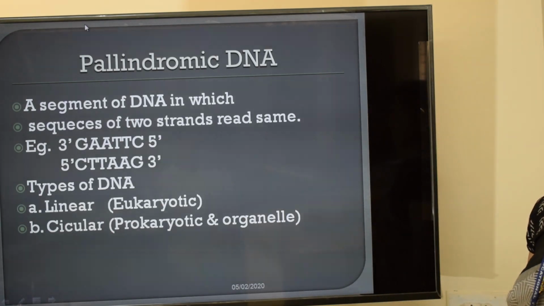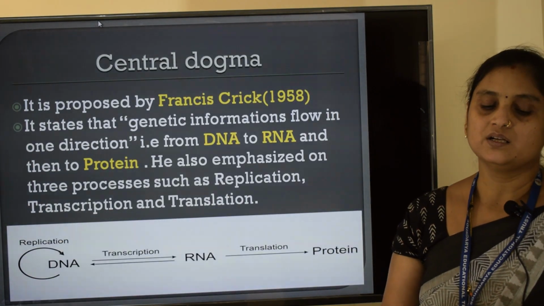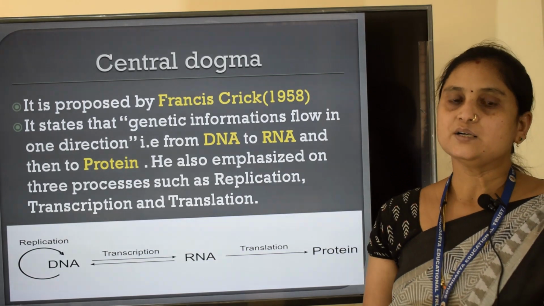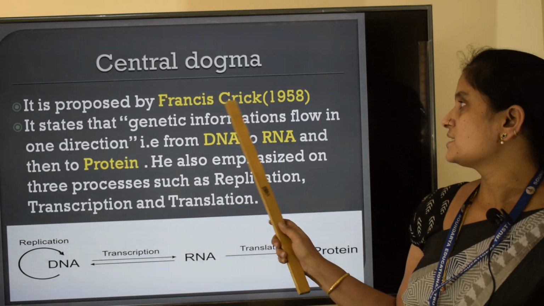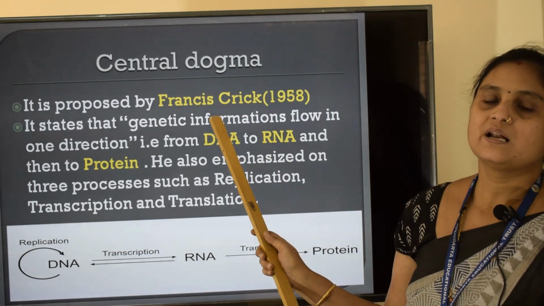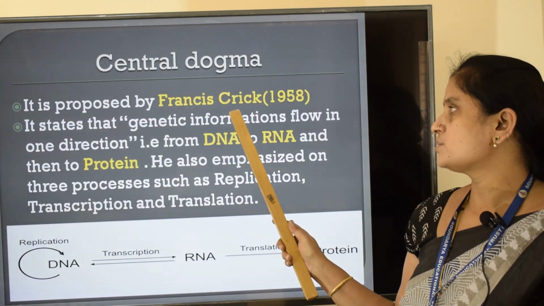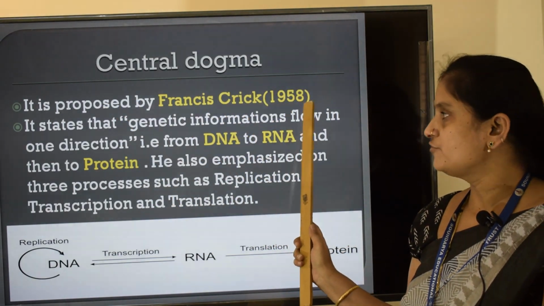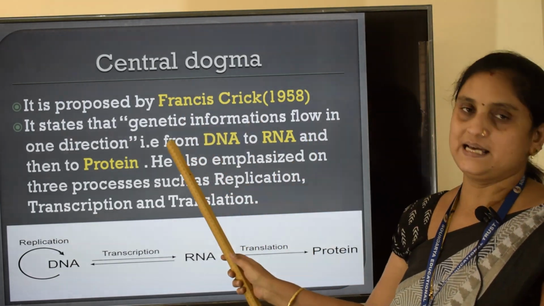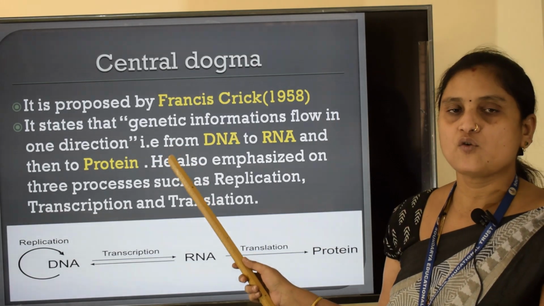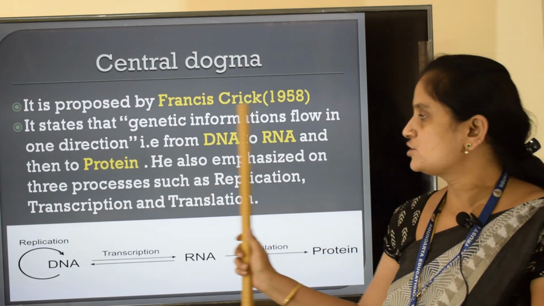Now we shall move on to a very interesting topic, that is called central dogma. So what is this central dogma? Central dogma is the concept proposed by Francis Crick, the one who proposed the double helix model of the DNA. This concept was proposed by Francis Crick in the year 1958. It states that genetic information flows in one direction, that is unidirectional flow of genetic information, from DNA to RNA, from RNA to protein.